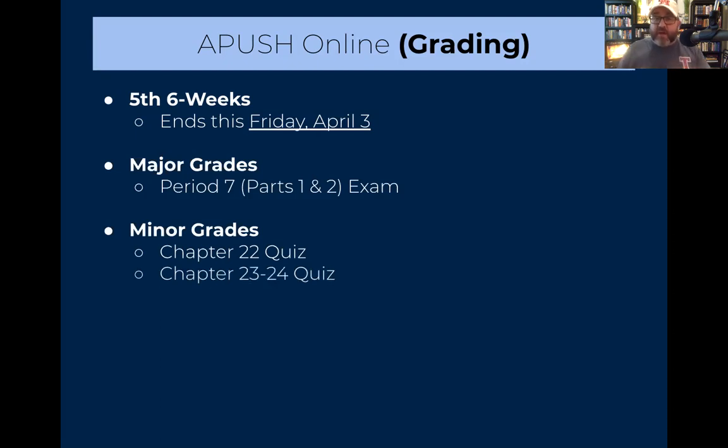The chapter 23 and 24 quiz, that was the multiple choice quiz on the Roaring Twenties, Great Depression, and the New Deal. Everybody has taken that quiz. So I have 100% participation on the chapter 22 and the chapter 23 and 24 quizzes. Now, what the district needs from me is a third minor grade to close out the fifth 6 weeks.